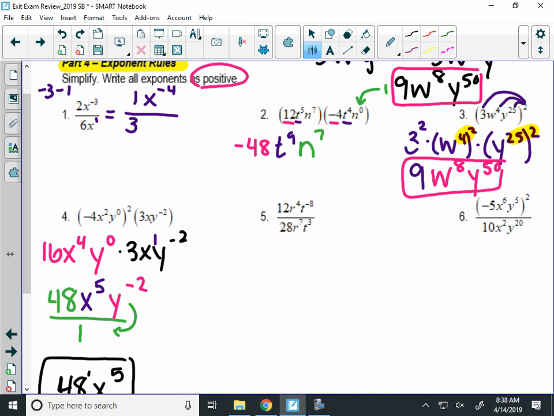Well, just like number 4, I don't like the negative exponent, so I need to move that down to the denominator to sit next to the 3. The 1 stays put because it has a positive exponent. The 3 stays put because it has a positive exponent, and it'll be x to the positive 4.